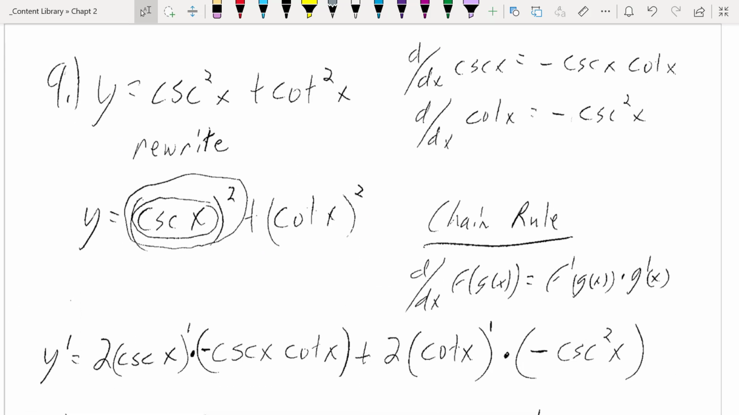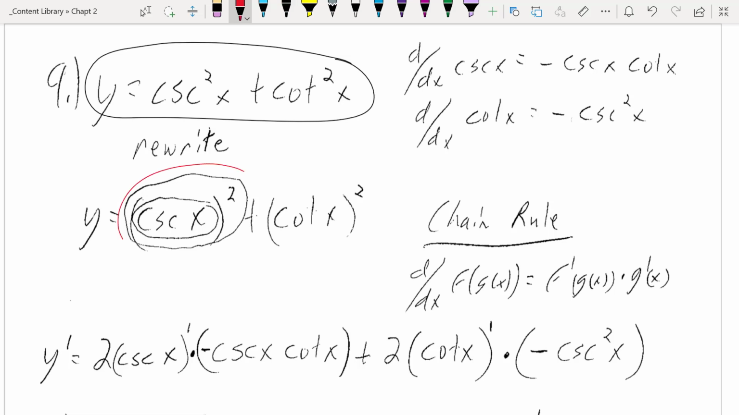On number 9, the directions just tell you to differentiate. So differentiate just means find the first derivative. First thing I'm going to do is notice that I've got y equals the cosecant squared of x plus cotangent squared of x. I want to rewrite this so it's easier to recognize the outer and the inner equation.